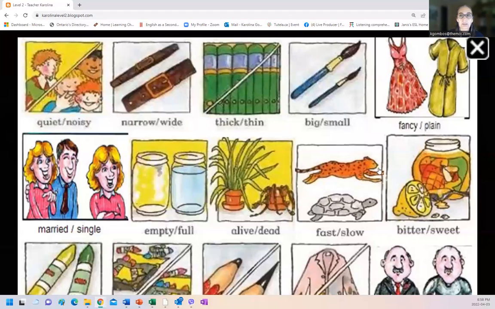Some of these you already know, some of them might be new. Like big and small, you already know, married, single you already know, maybe empty, full you know, maybe don't, alive and dead, this is the first time we have this one, bitter and sweet, we didn't do that either. So please, again, translate this for yourself and write it in your notebook.